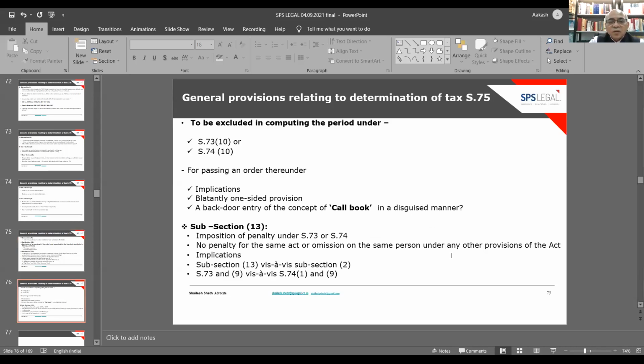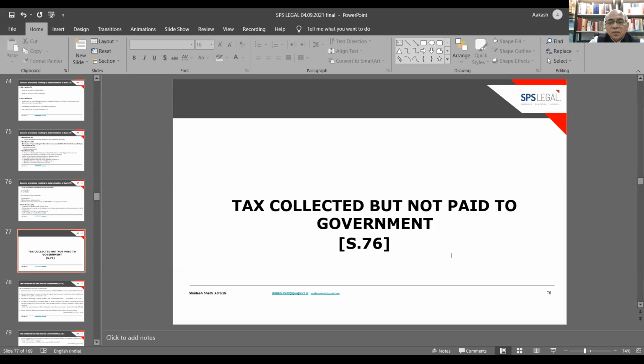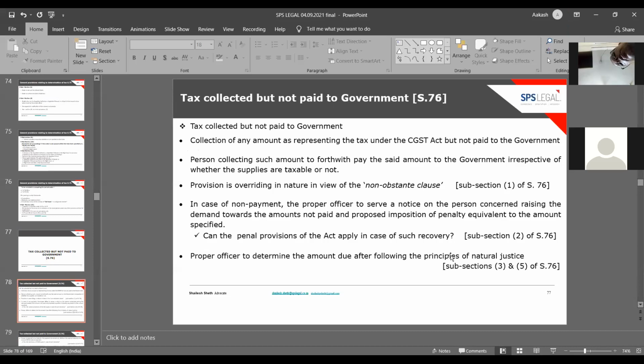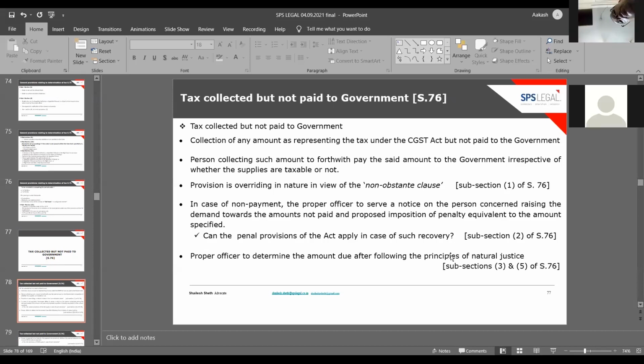Coming to tax collected but not paid to the government, I'll skip this topic. This is again in line with Section 73A of the Finance Act and 11D of the Central Excise Act. If anybody has collected any amount in the form of tax, whether payable or not, he is required to deposit it with the revenue. And for the recovery thereof, there is no time limit available, obviously, because the department may come to know about such illegal recovery maybe after a few years. So the time limit of 73 and 74 will not be applicable if somebody has pocketed some money from the buyer in the form of tax but not deposited it with the government, even though the tax is not payable.